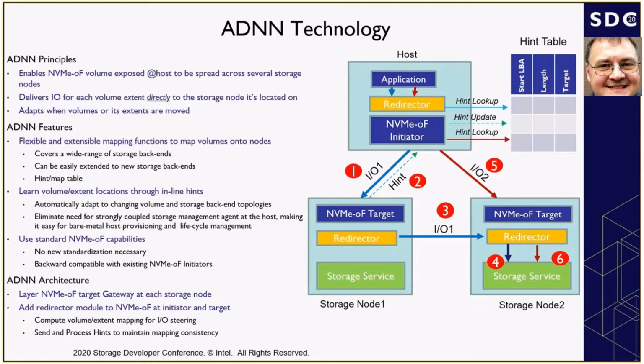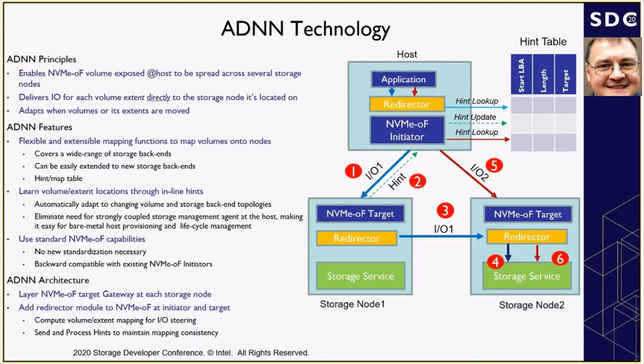You see the arrows pointing to the hint table here indicate that the redirector and the host can consult these hints to make a better choice next time. So the second time it sends an IO to LBA 0, it now knows it should go to storage node 2. And so now ADNN has achieved getting the host to send the IO to the right place most of the time. In fact, we think that often the hosts will learn all these hints when they initially connect. So there may not actually be any learning in response to an IO that has to occur.